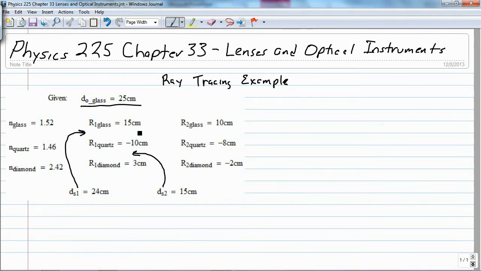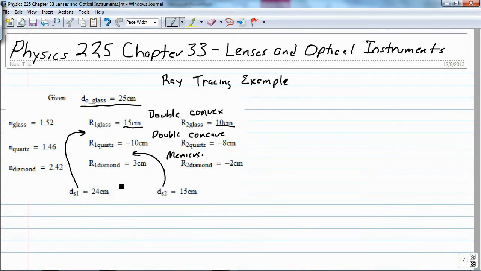Now the glass we see has both positive radii, which means that this is a double convex. The quartz has two negative radii, so that means this is a double concave. And our third lens has one positive and one negative radius, so this is some kind of meniscus lens.